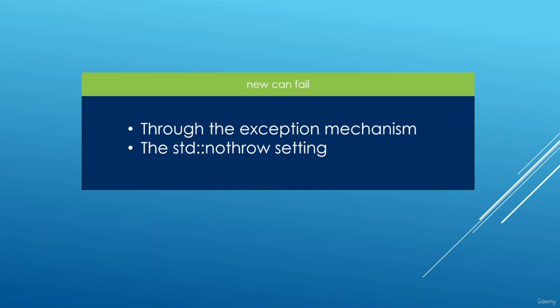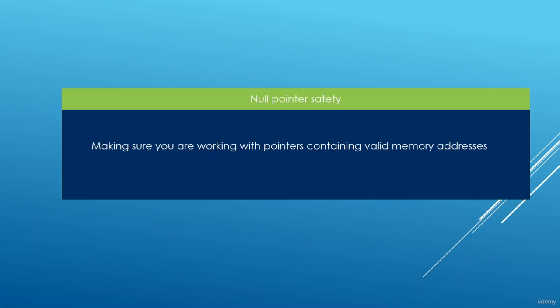We then saw that the new operator can actually fail, and we showed you different ways you can handle this problem. You could go through the exception mechanism, or you could do the std::nothrow setting on your new operator, and you would get a null pointer if the operation actually failed. And we showed you how you could use this in your C++ programs. We then explored the concept of null pointer safety. This is basically: before you use a pointer, do check it against null pointer and see that you have something valid inside before you use it.